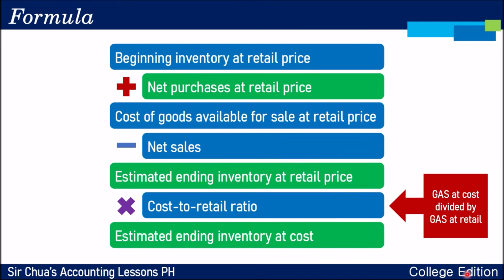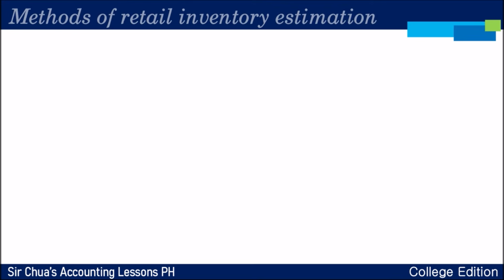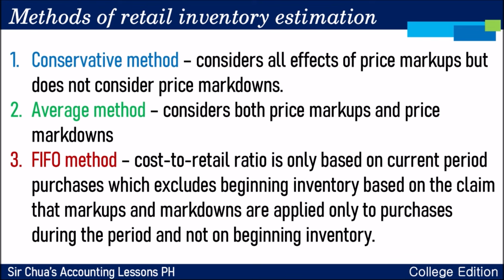To further elaborate, let's have some problems. But before that, allow me to present you three methods of retail inventory estimation. So we have conservative, average, and FIFO. For the conservative method, it considers all of the effects of price markups or pagtaas ng presyo, but it does not consider lahat ng pagbaba ng presyo or the price markdowns.